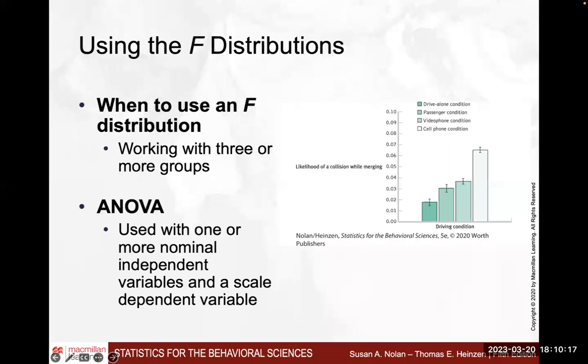We have here four levels of an independent variable, which is driving condition. Our dependent variable here is the likelihood, the probability of a collision while merging. We have four different levels where either the individual drives alone, the passenger condition, where you have a chatty passenger right next to you, a video phone condition where you're on the video phone with somebody else, and a cell phone condition where, as the fourth group, you have somebody on the cell phone who you speak to.